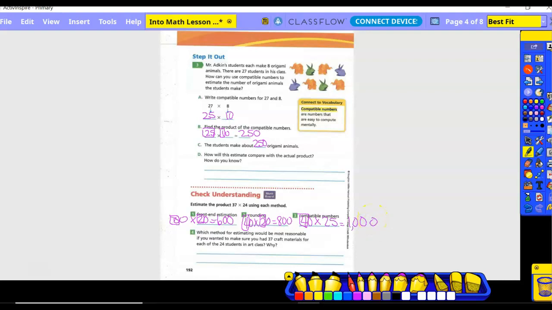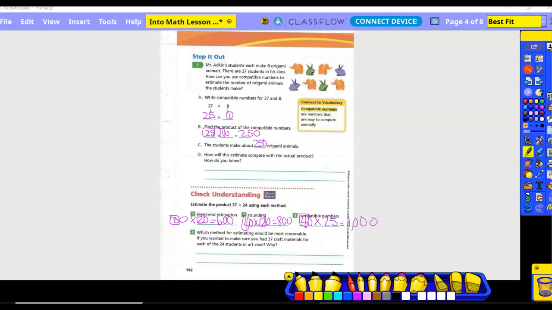Okay, so number 4, which method for estimating would be most reasonable if you wanted to make sure you had 37 craft materials for each of the 24 students in art class? So which one would be the better choice? Okay, so rounding, that made us go up a little bit, but then down some. What about the compatible numbers? Did we go up on both of those? Yes. Okay, so even if we had a few materials left over, would that be better than not having enough for all the kids? Yes. Okay, so we would probably want to use the compatible numbers just to make sure we had enough to cover all the materials for all the kids.